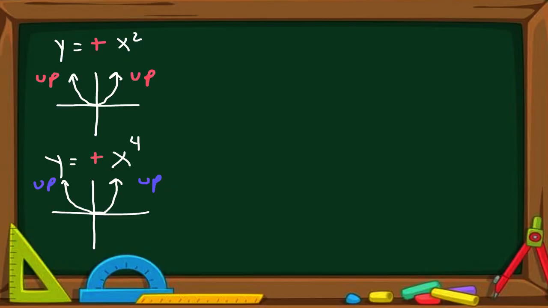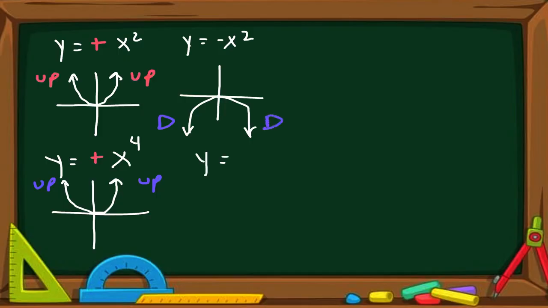So anytime you have a polynomial with an even degree and a positive leading coefficient, the end behavior will be up, up. Now, if we have negative x squared, the end behavior is going to be down on the left and down on the right. So I'm just going to use D to represent down. Now for y equals negative x to the fourth, the situation is similar. It's going to be down on the left and down on the right as well.